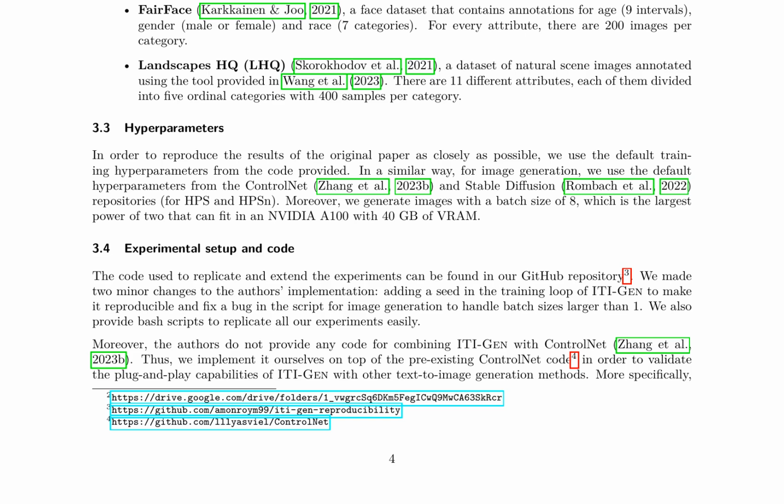The authors provide 4 datasets of reference images to train the model: Celeba, Fair, Fairface, and Landscapes HQ. The hyperparameters used to reproduce the results of the original paper are provided, and the code used to replicate and extend the experiments is available on GitHub. The experimental setup and code are also described, including the implementation of ITI-GEN with ControlNet to validate its plug-and-play capabilities with other text-to-image generation methods.